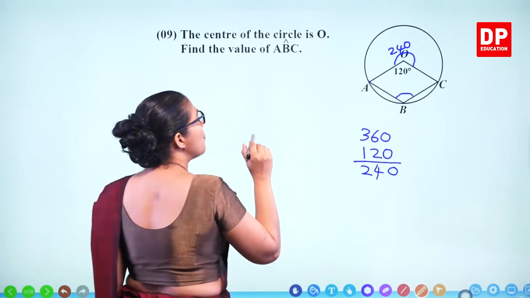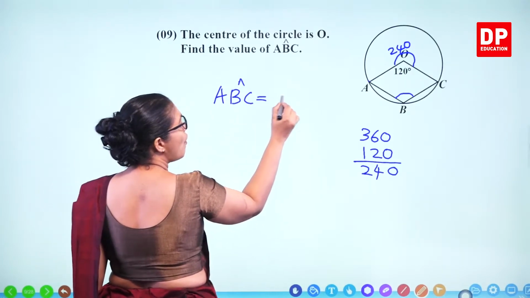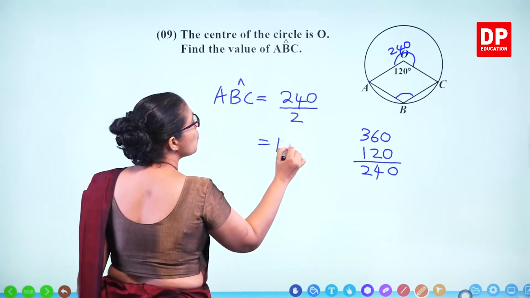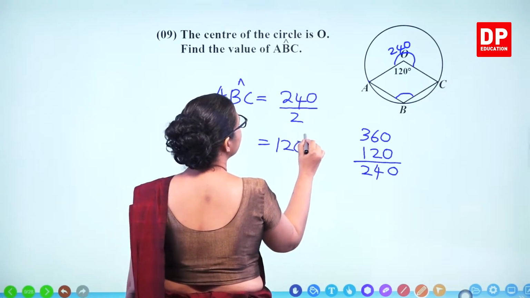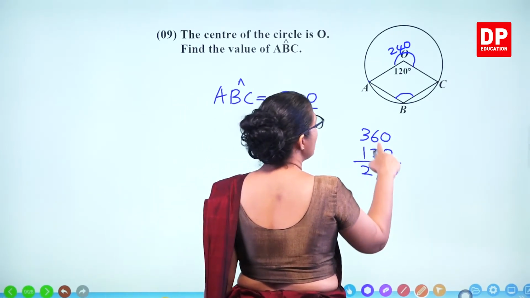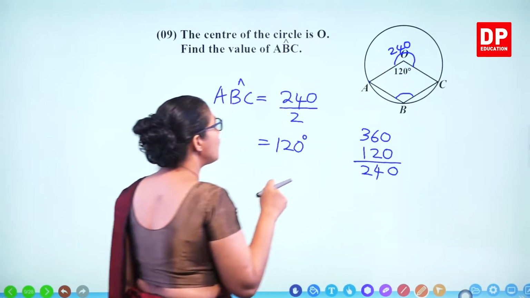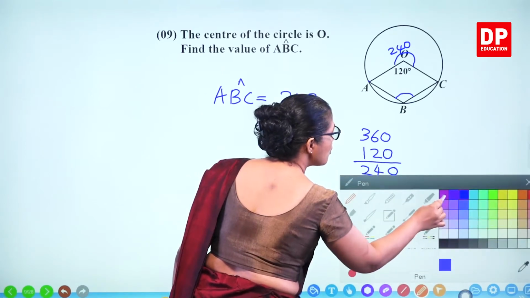So what can you say about ABC angle? That's half of that. So 240 divided by 2. That's 120 degrees. So when you subtract, you get 240. So this angle is half of that. 120 degrees. So you get 2 marks there.